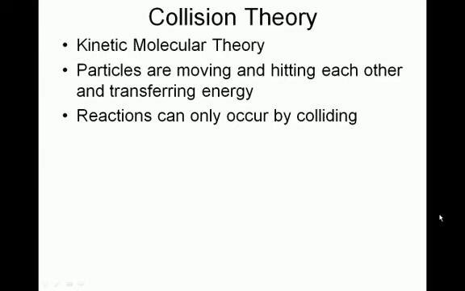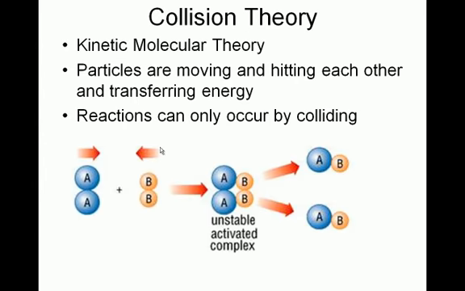So two particles will come together, they'll hit each other in a specific way with a certain amount of energy, and they can react. Now we have an example of this right here. So we have particles A and particles B coming together, and they hit each other. They form this kind of weird, little bit different, what we call an activated complex.